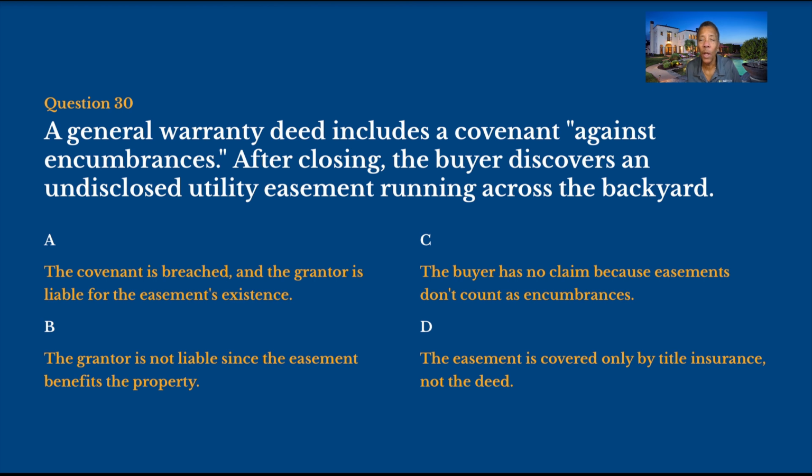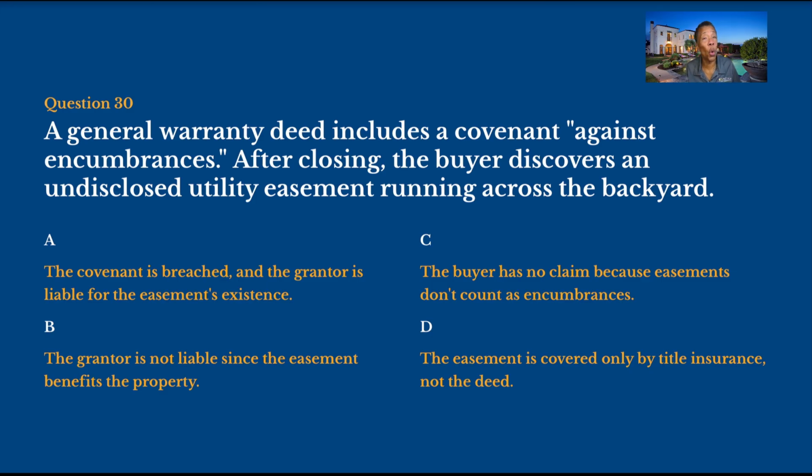All right. In a general warranty deed, you're going to give all of these promises, right? But when we talk about utility easements, we all know that these utility easements are just kind of there. They run with the land, right? And so you're not going to be in trouble, so to speak, or not be able to be sued if there was a utility easement for, let's say, Xfinity, or for the power company or the water company, because we all have an expectation that those are just going to be there. And so the correct answer here would be B. The grantor is not liable since the easement benefits the property. Now, that is not always true, but it is the best answer here. This covenant is not breached.